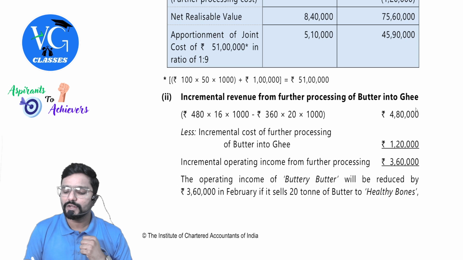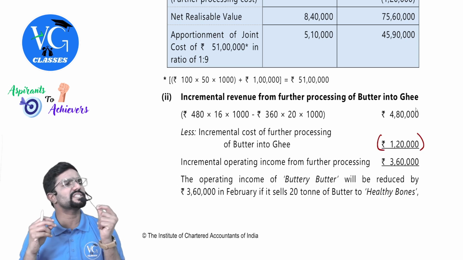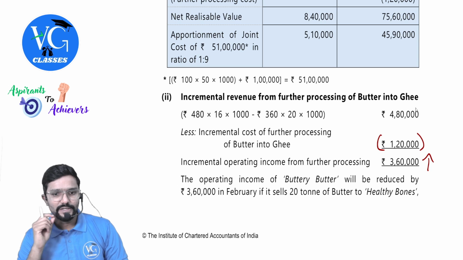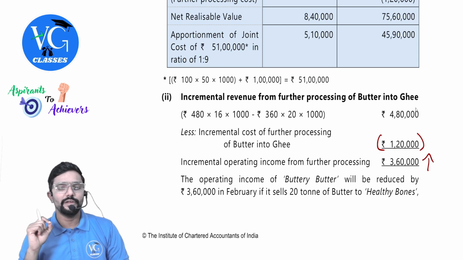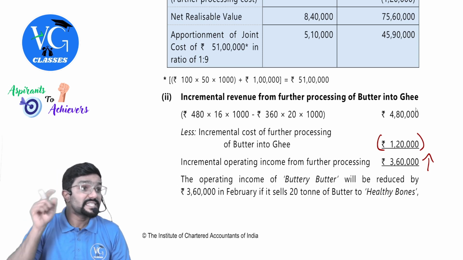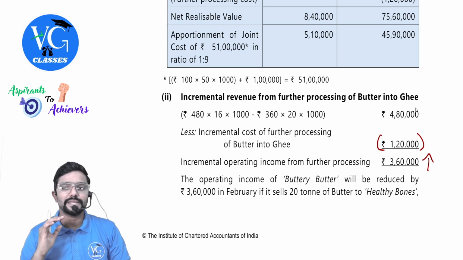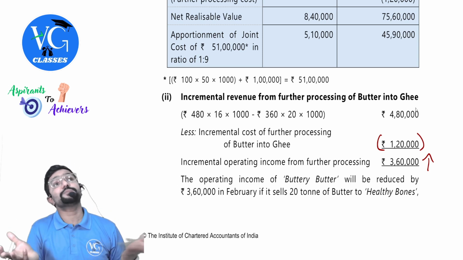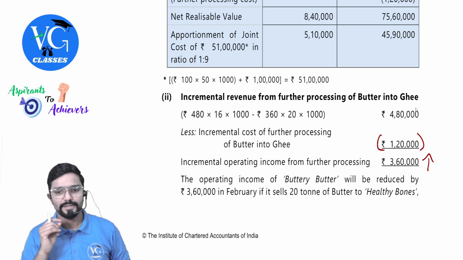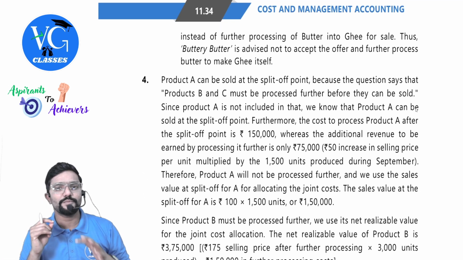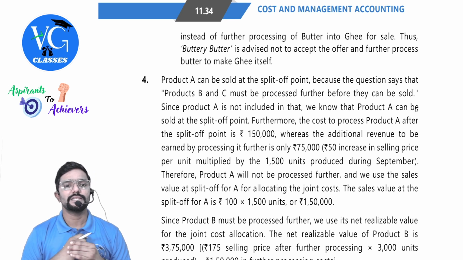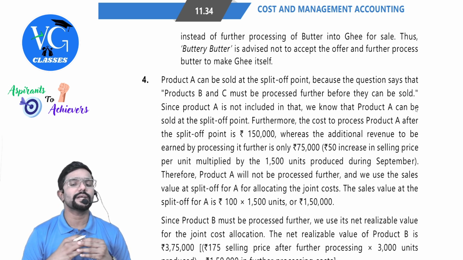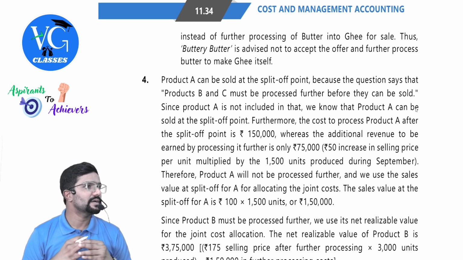For that, you have to incur an additional cost of how much? 1 lakh 20,000, which is further processing cost. So this will increase your income by how much? 3 lakh 60,000. The operating income of buttery butter will be reduced by 3 lakh 60,000 if it sells butter. If it sells butter, its profit will go down by 3 lakh 60,000. If you ask me the other way, if I process butter into ghee, how much will my profit increase? 3 lakh 60,000 instead of selling butter without further processing. Thus, buttery butter is advised not to accept the offer and further process the butter to make ghee itself. This is the advice we are giving.